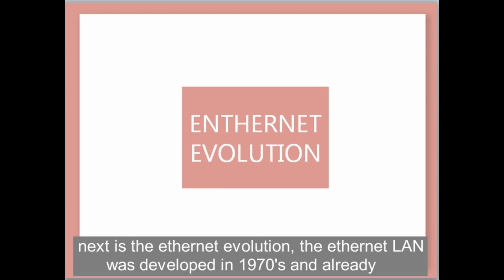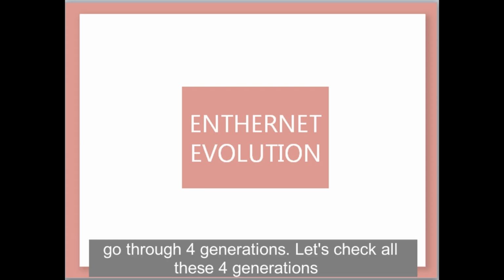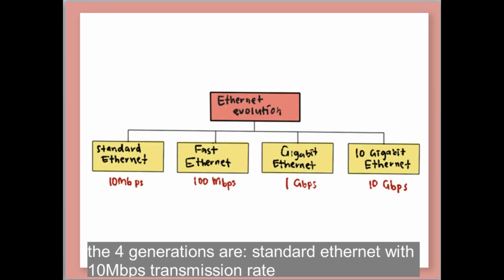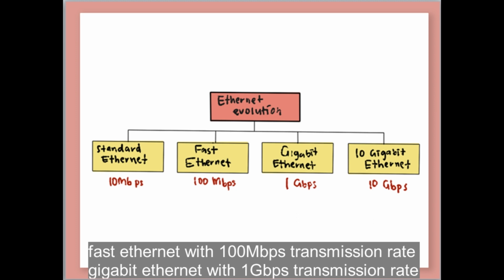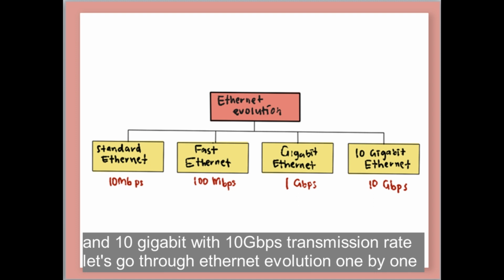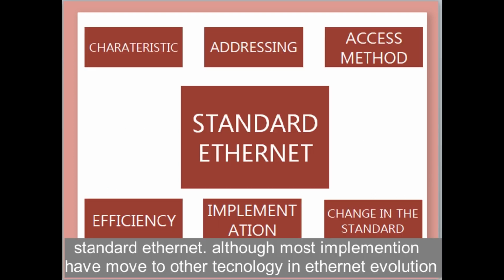Next is the Ethernet evolution. The Ethernet LAN was developed in the 1970s and has already gone through 4 generations. Let's check out all of these 4 generations. The 4 generations are standard Ethernet with 10 megabits per second transmission rate, fast Ethernet with 100 megabits per second transmission rate, gigabit Ethernet with 1 gigabit per second transmission rate, and 10 gigabit Ethernet with 10 gigabit per second transmission rate. Let's go through the Ethernet evolution one by one.